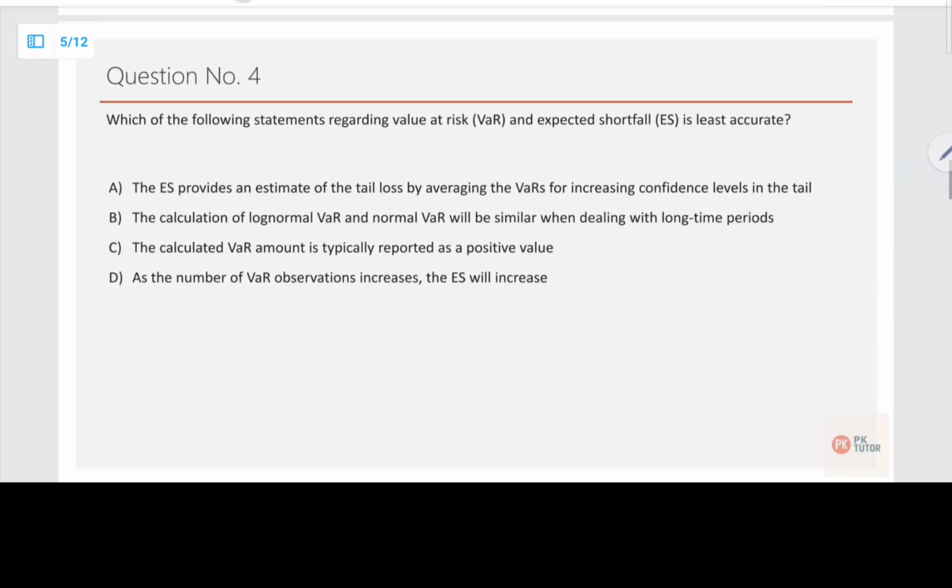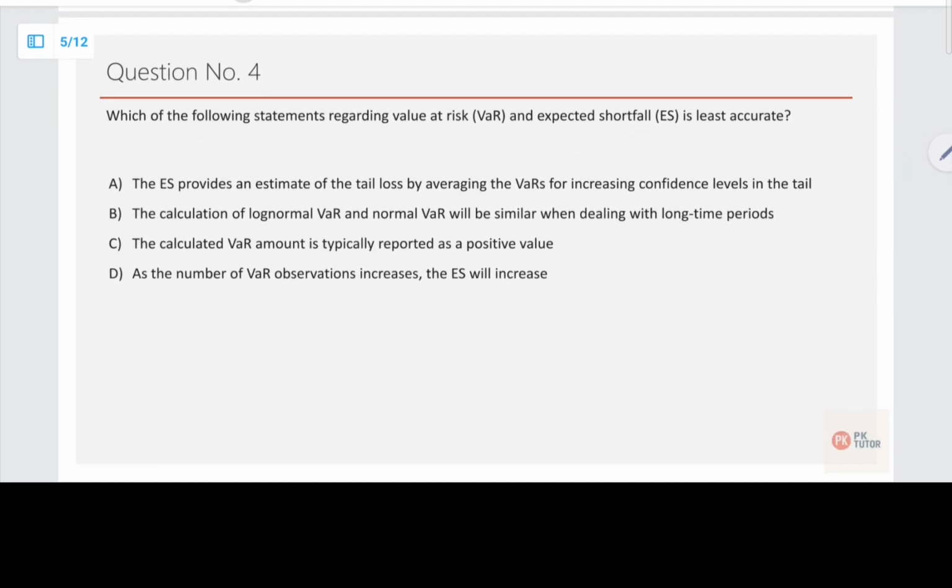So now moving towards question number 4. Now this is a theory question, and these days in FRM they mostly ask theory questions. Which of the following statements regarding value at risk and expected shortfall is least accurate? You note down that you have to find the least accurate between value at risk and expected shortfall.